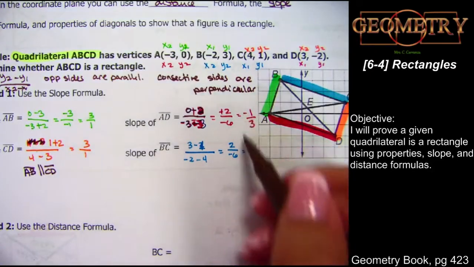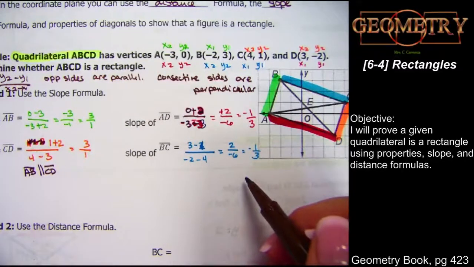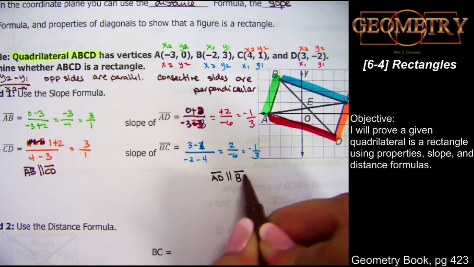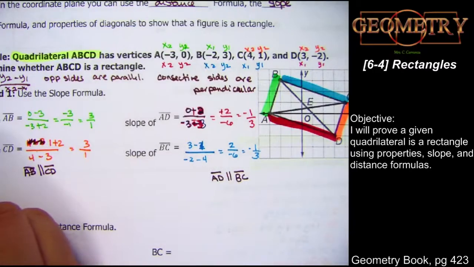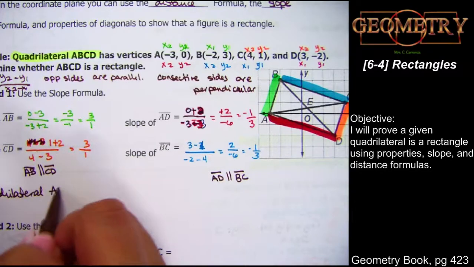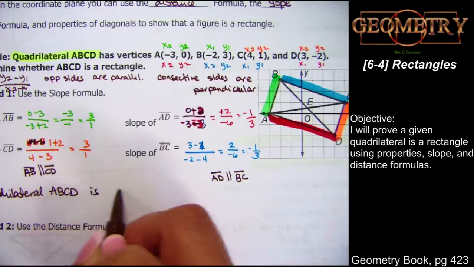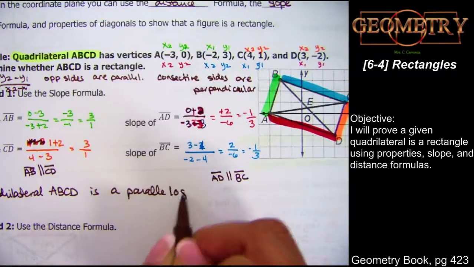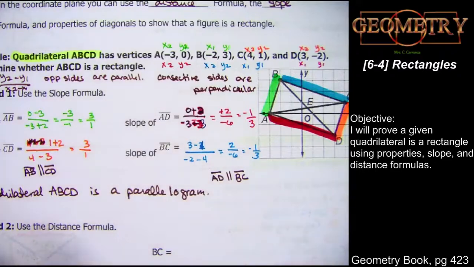Now looking at the other pair of opposite sides, the blue and the red, are they parallel? Yes. So then AD is parallel to line segment BC, and I can use that to say that quadrilateral ABCD is a parallelogram. But now I need to show that it's a rectangle.